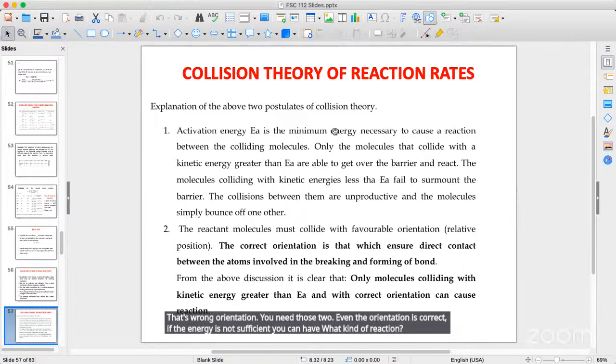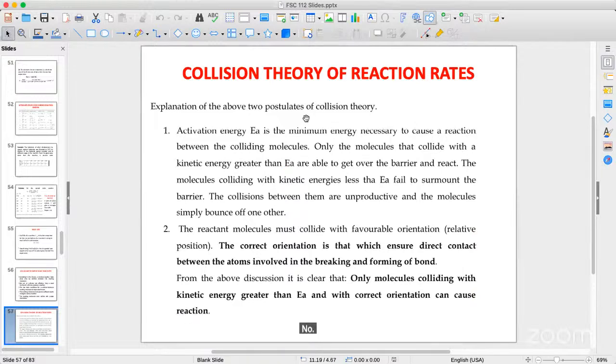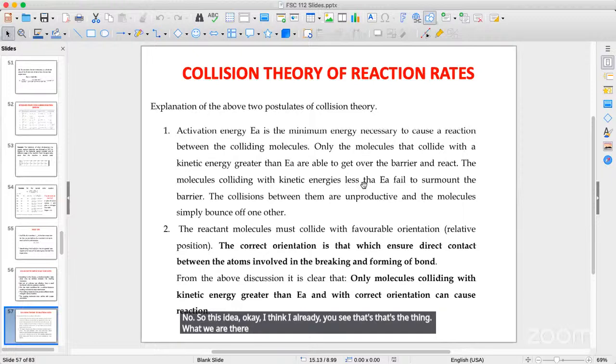Now, so these are the... okay. I think I already... well. You see, that's the thing. What we have there, already explained. Anyway. But again, let's just read it. What I just explained now is what we have here. I should have just come here before.